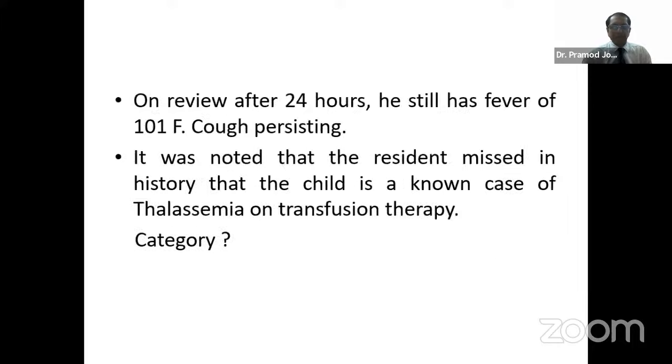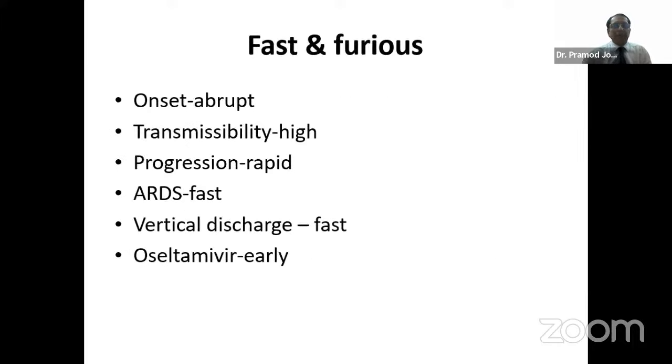of oseltamivir. So remember that this influenza virus is a fast and a furious virus. The onset is abrupt, the transmissibility is high, the progression is very rapid. The child may develop ARDS very fast, and as in my residency terms, the child may get a vertical discharge very fast if not treated properly. And oseltamivir has to be started very early.